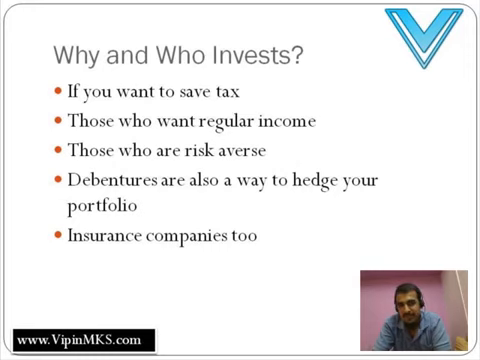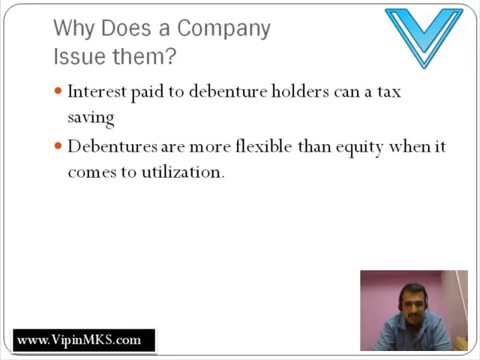The insurance company is able to calculate all that because they have used your premium and in fact invested in debentures. So even insurance companies do this because it offers a good rate of return and at the same time it keeps your investment safe. Moving on. Why does a company issue debentures in the first place?